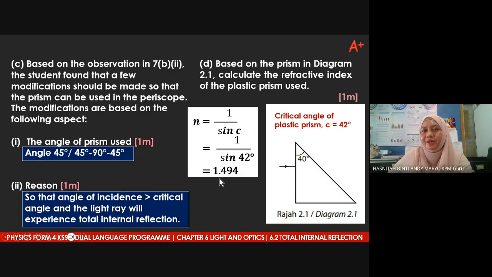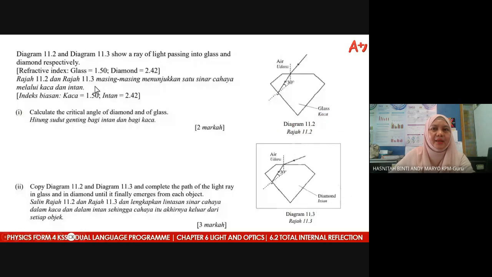Okay, or don't put just 1.49, you better put 3 decimal places, 1.494. Okay, this is the related diagram to find the refractive index from this formula, n equals 1 over sine C. So C is given, 42 degrees. You just do the substitution. Okay, next.